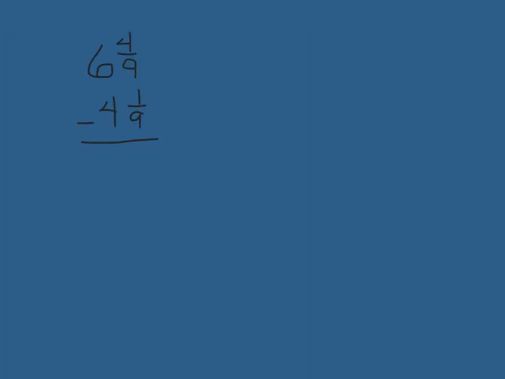Okay, so I want you to try this one, 6 and 4/9 minus 4 and 1/9. Pause the video and then come back and check. Okay, so on this one, my denominators are the same, so all I need to do is subtract. 4 minus 1 equals 3. Bring down my denominator. Then I subtract my whole numbers. 6 minus 4 equals 2.